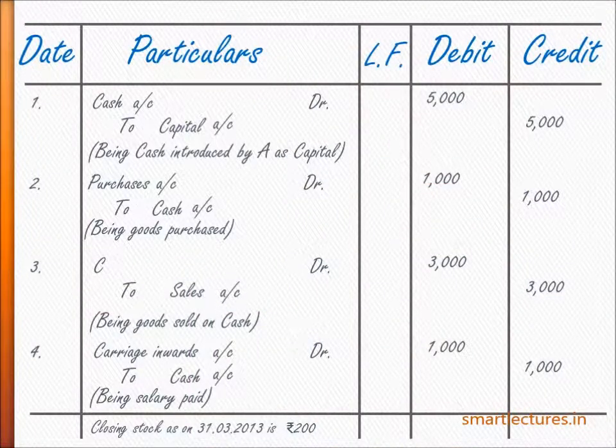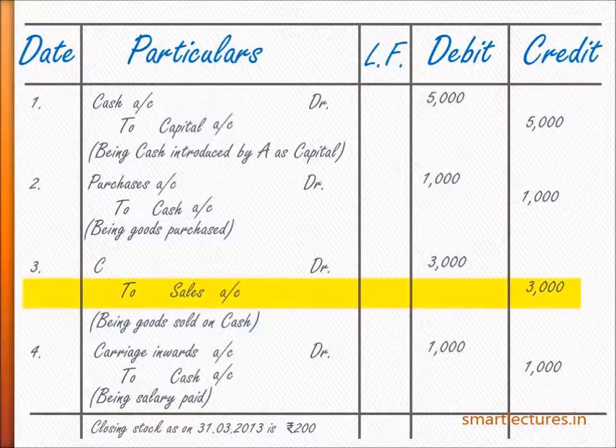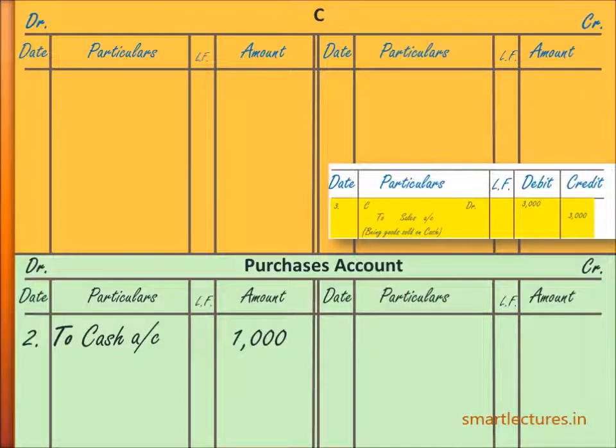Now the journal entry number 3, C to sales rupees 3,000. It means debit C account and credit sales account. Move to C's account. C debit rupees 3,000. What does it mean? C should be debited by rupees 3,000, or we can say 3,000 should be written on debit side of C in the ledger. And on debit side, please write down rupees 3,000.